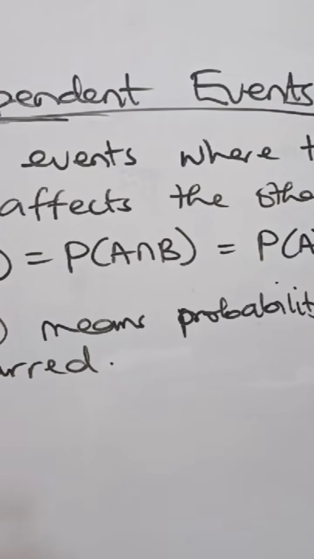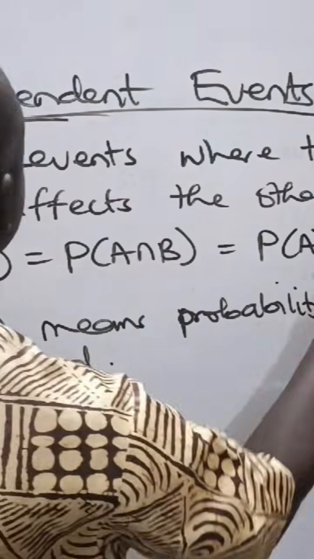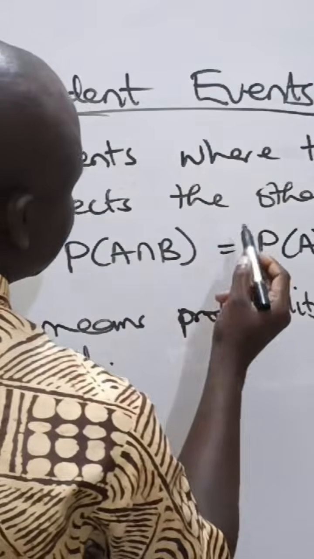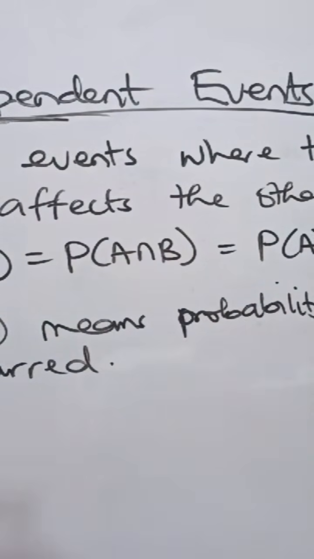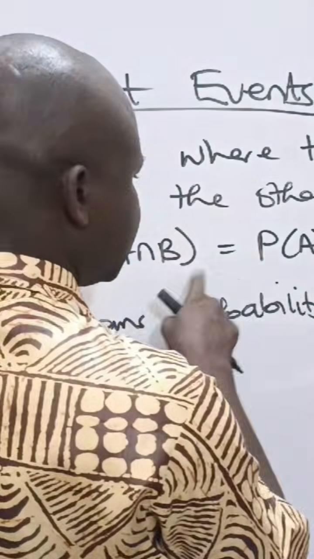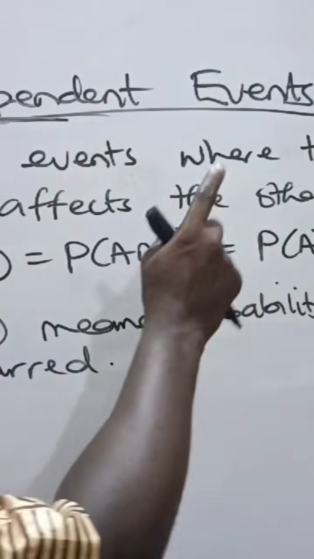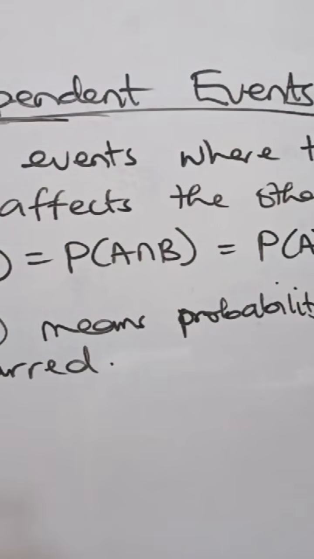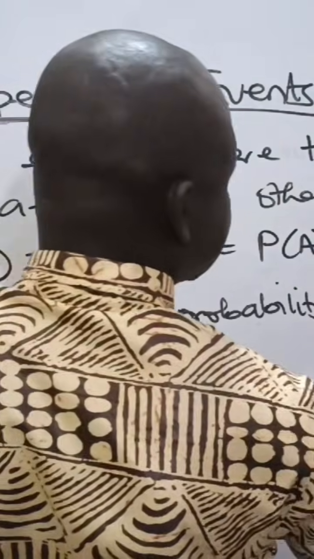Good day. So I want us to consider dependent events. These are events where the probability of one affects the other. Okay? For instance, if you have two events A and B, under dependent events, the probability of A or B will affect the other. So they depend on each other. The probability of A and B in this case will now be the probability of A intersection B, which is the same thing as the probability of A multiplied by the probability of B given that A has occurred.